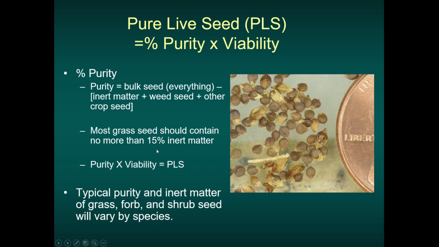Most grasses, I say here, shouldn't have more than 15% inert matter, just something to keep in mind. And then if you multiply your purity times your viability, which comes from a germination test, that will give you your pure live seed.